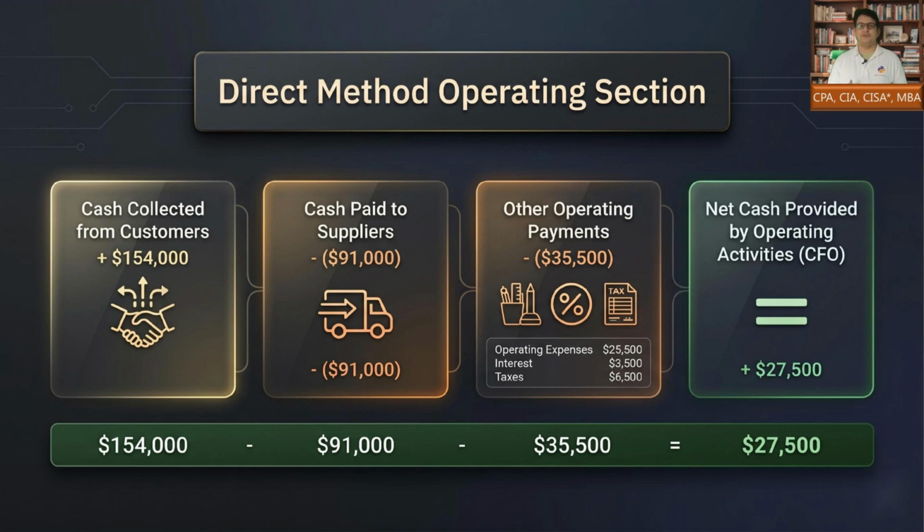Notice how clear this presentation is for users. It shows cash collected, cash paid, and net operating cash flow. No need to unpack net income first. The direct method says, here is the cash engine. See what came in, see what went out, and see what stayed.